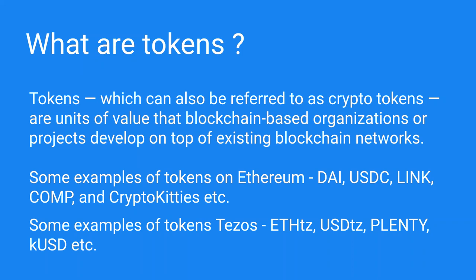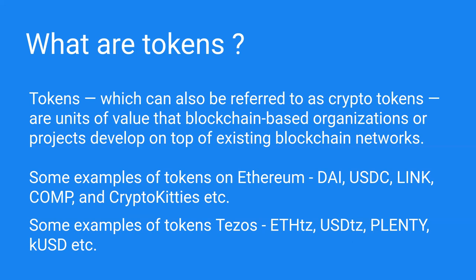If you go to different exchanges, like probably CoinMarketCap or CoinGecko, you'll probably see DAI has a $1 peg, and USDC also has a $1 peg, or close to $1. And Link and Compound will have different values depending on the popularity of the project itself. So if Compound is doing pretty good, then the Comp token will have better pricing there.